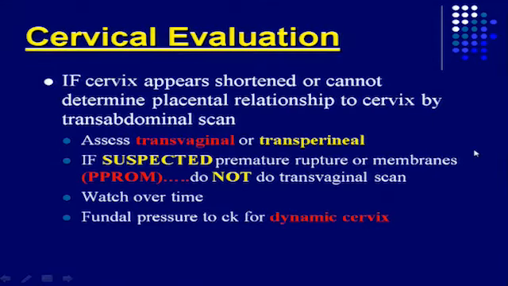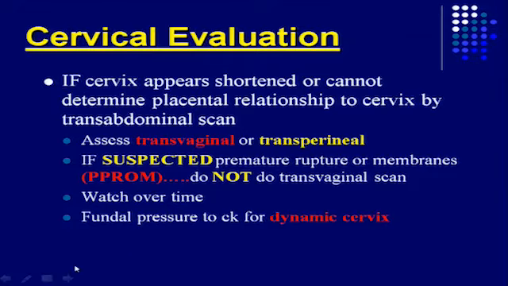Right, so if the cervix appears shortened or you cannot determine the relationship of the placenta to the cervix by transabdominal, assess transvaginally or transperineal. This gets easier the more you do them. If you suspect premature rupture of membranes, please do not do the transvaginal scan. If you want to do a fetal fibronectin, do not do the transvag. Get all that done first.